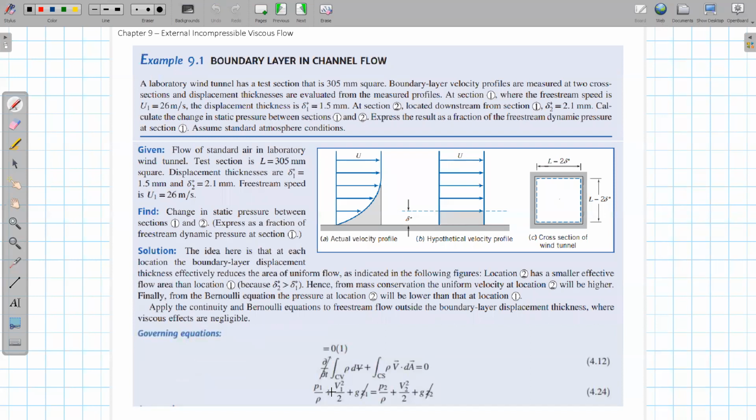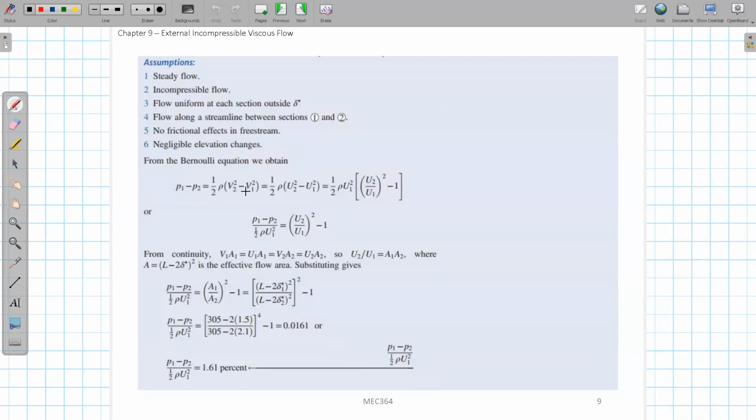So just organize this Bernoulli equation. We know the U1, but we do not know the U2. That's the problem: we know the velocity at section 1, but we do not know it at section 2. So we need to find out what U2 is. All right, so this is how we calculate the pressure drop. And on the left-hand side, we make this pressure drop dimensionless, so it's just divided by a constant value.